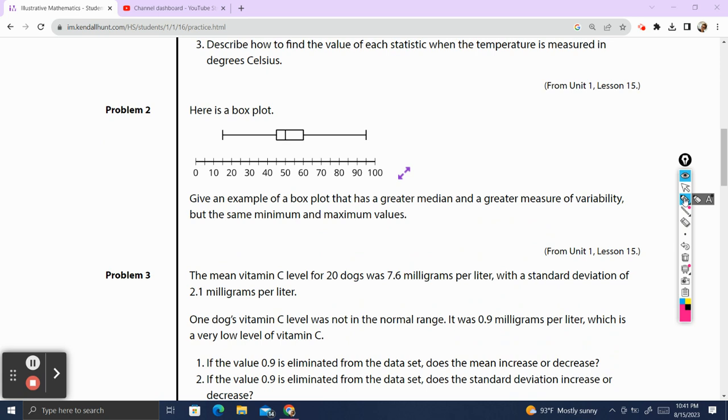Give an example of a box plot that has a greater median and a greater measure of variability, but the same minimum and maximum values. I'm going to do a little bit of cheating here, and I'm going to draw my box plot on the same number line.